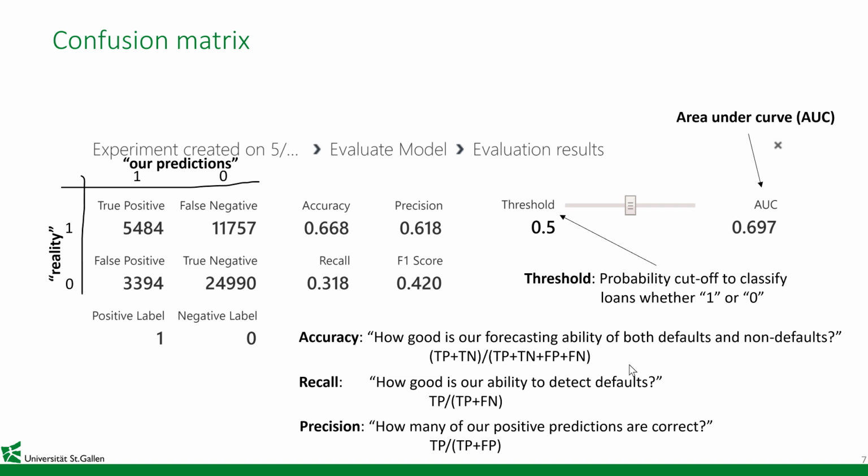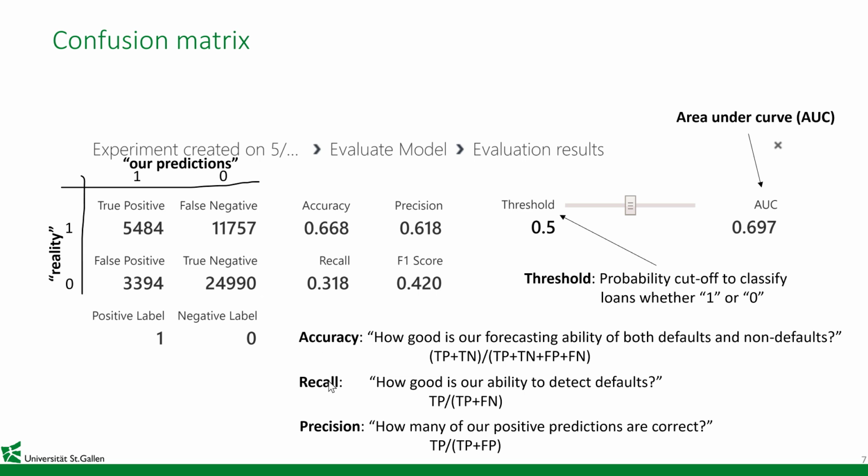Now, to assess how good our predictions actually are, there are a couple of evaluation metrics used. These include the accuracy, which is depicted here, the recall, which is simply the true positive rate, and the precision. Now, the accuracy answers the question on how good is our forecasting ability of both defaults and non-defaults. It is simply calculated by the sum of the true positives and the true negatives, divided by all these entries here, so by the total sample size.